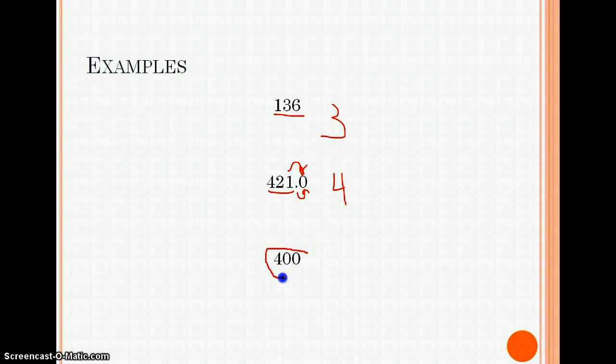400, very interesting. Well, these zeros are to the right, but they are not after the decimal place like the number up here. So these zeros are not significant. So in this case, 4 is the only significant digit. So I only have one significant digit.